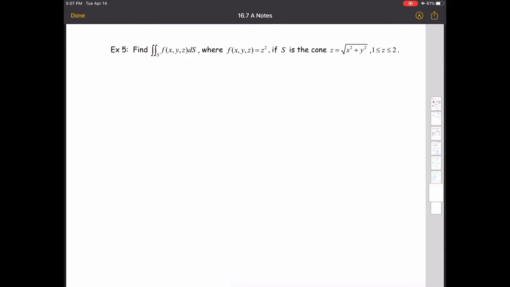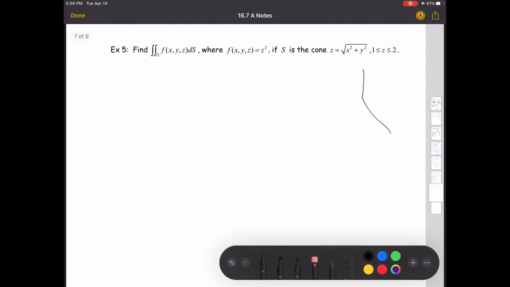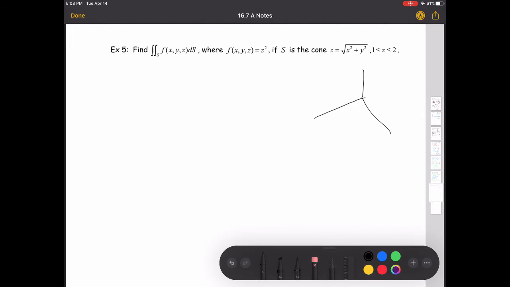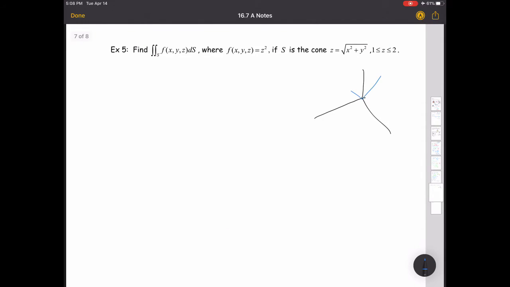We could tell that because the square root itself was positive anyway. It did not include the negative square root. So it's just the top half of a cone. But it's not the full cone. It's actually only going to go from 1 to 2. So if we sketch this real quick, the full cone, if I were to draw the full thing in there, would look something like this.